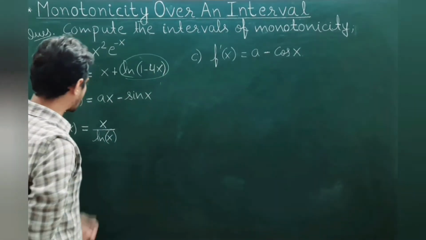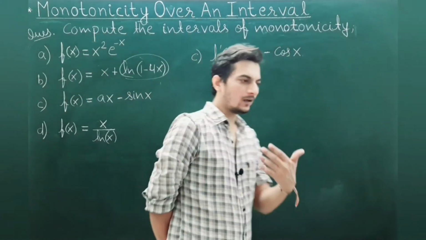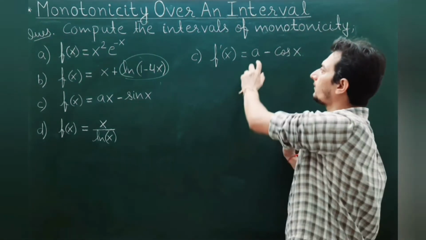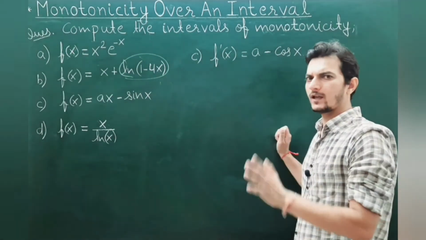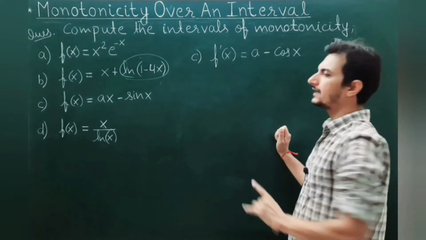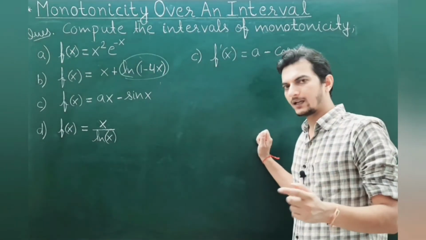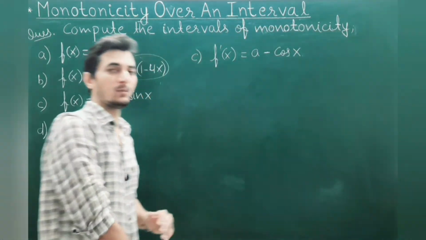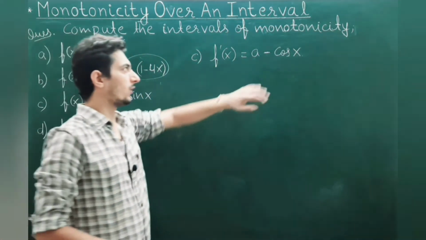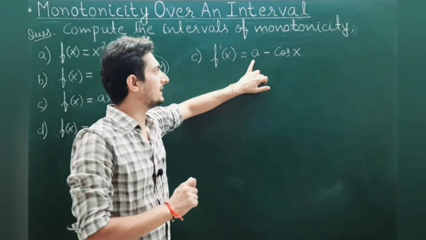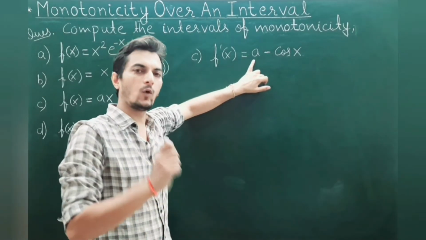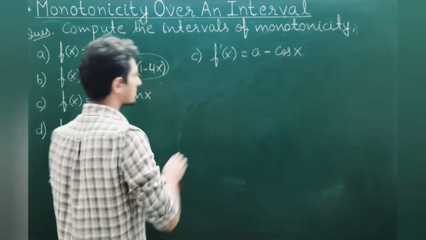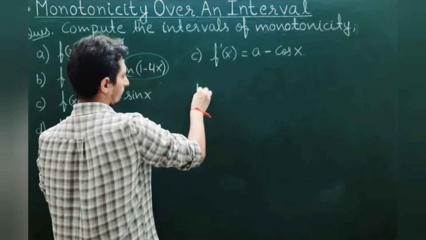Now let's change the question a little bit, and let's say the question is to find the values of this arbitrary constant A for which f(x) is increasing, and the values for which f(x) is decreasing. Again I repeat, the question now is for what values of A f(x) is increasing and for what values of A f(x) is decreasing. Okay, so let's do it one by one.